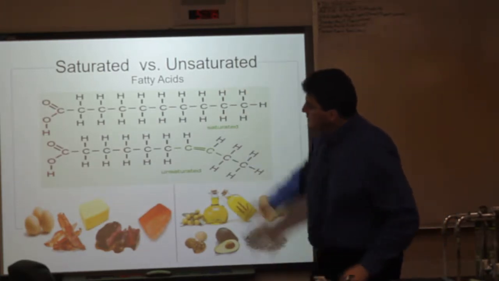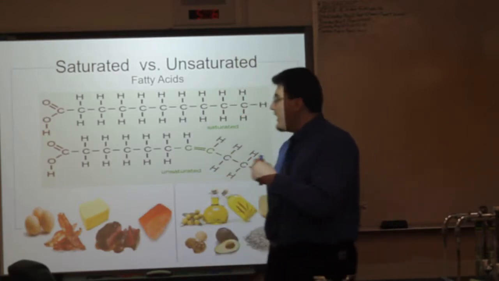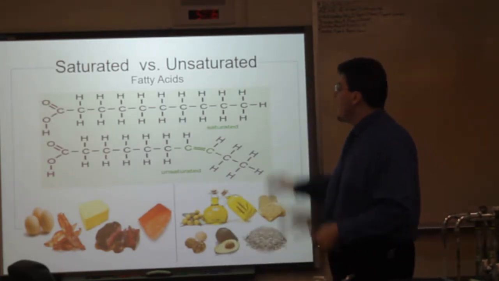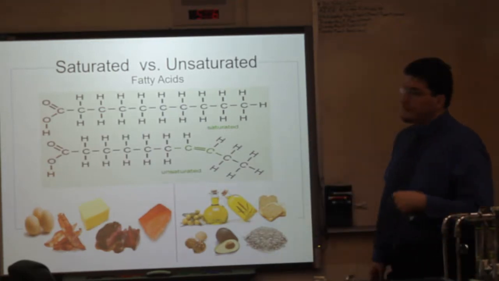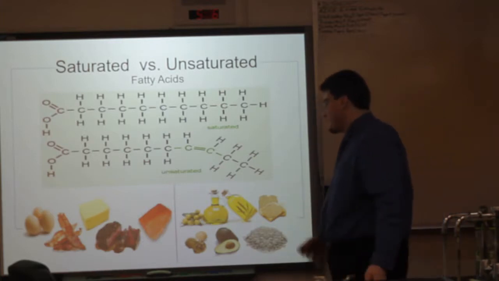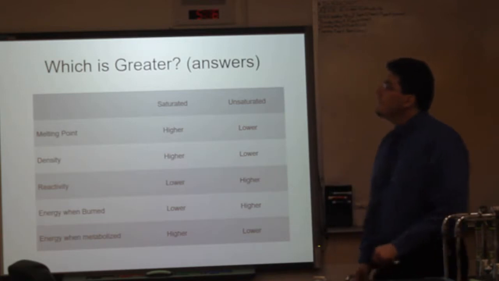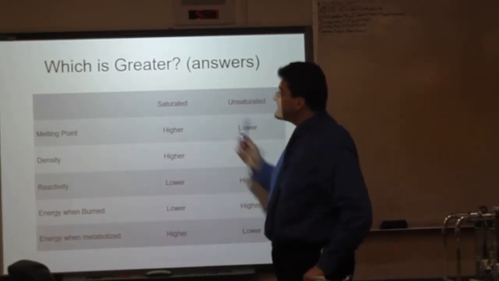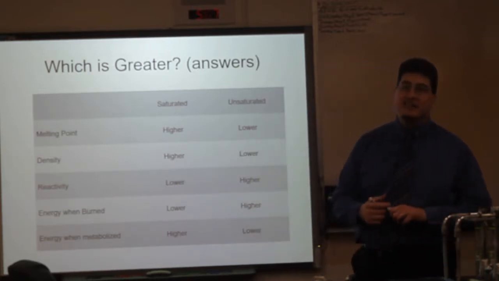Now, your saturated fatty acids are going to be your butters, your eggs, your meats, your fishes. Your unsaturated fatty acids are going to be your oils, your fruits, your vegetable oils, all those things, your peanut butters, which is also a vegetable oil, by the way. So, which is greater? The melting point of a saturated fatty acid is higher than an unsaturated fatty acid.